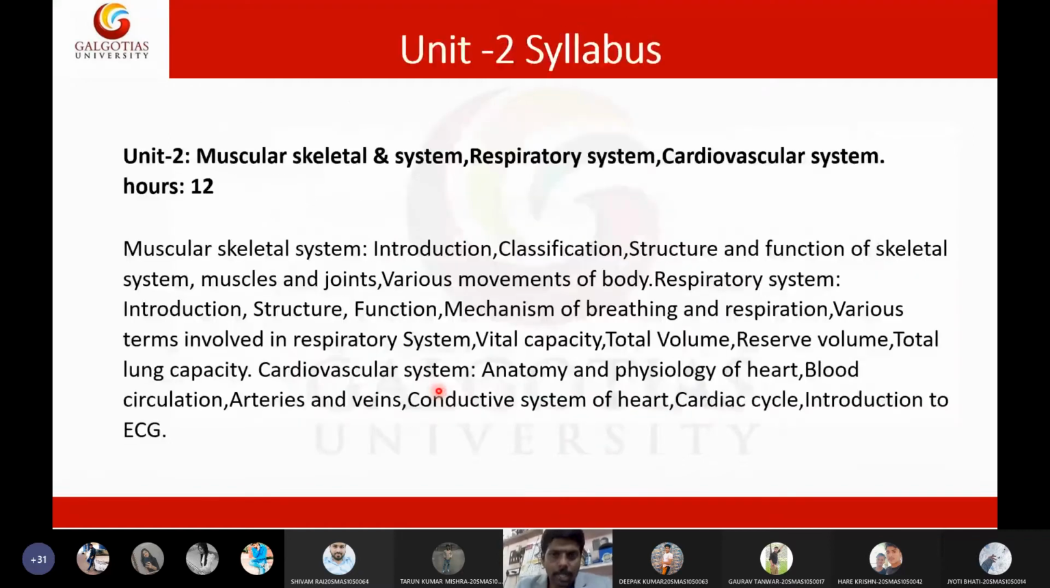So far we finished the classification of muscles, then we finished the structure of muscle. Anyway, I will take a revision of the structure of muscle, and I will move on to the joints and various types of movements of the body. Before discussing movements, you should know certain anatomical terms. The terms and the planes that we use in anatomy, I will cover in today's lecture. So today I will try to cover structure of muscle, types of joints in the human body, and movements shown by the joints.